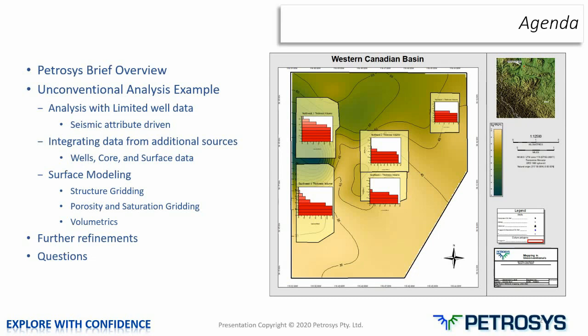Then the next thing will be getting into surface modeling and basically showing how we went through that process of testing those assumptions. We can grid our structures, do some porosity and saturation gridding, and then finally get some area-based volumetrics. And then at the end, we'll go over what are some ways we could take this further, and how can we change the analysis, and then into questions.